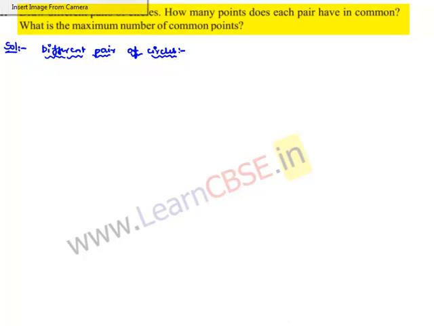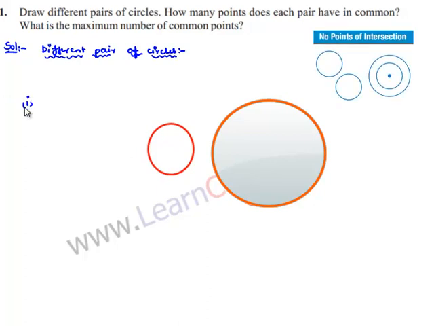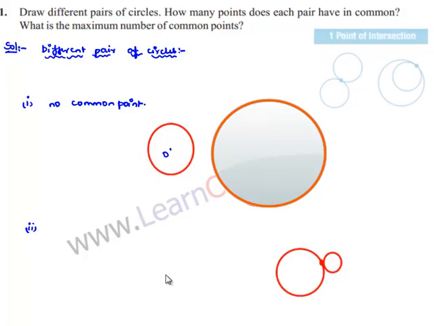Firstly, let us consider the pair of circles which doesn't have any common point. The below figure represents two circles with centers O and O', and they don't have any point of intersection in common.